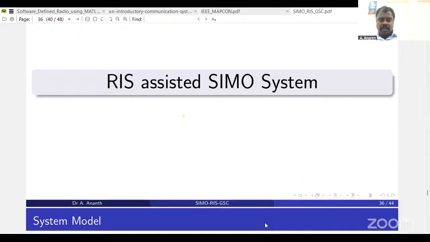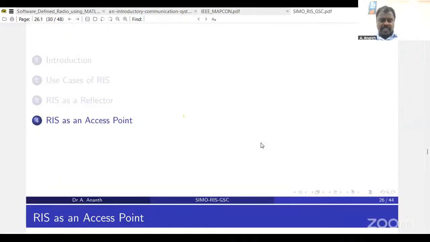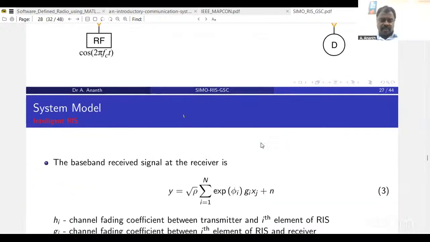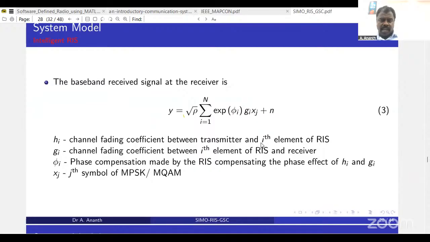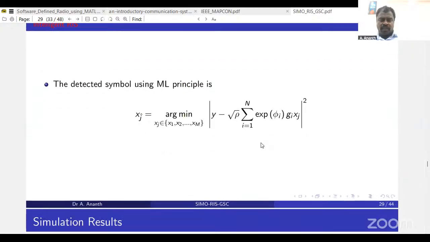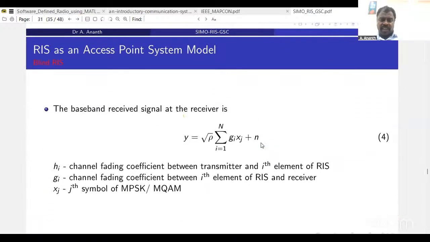Excuse me, sir. Not a question, but a request. Yes, ma'am. Can you show that equation once again for blind RIS as access point? Yes, ma'am. So do you want it for reflector or access point, ma'am? Access point. Okay. So this is intelligent. You have exponential of phi I and g I. There is no HI. Correspondingly, at the detection also, you don't have HI. You have only exponential of phi I and g I. Whereas if it is blind, you don't have exponential of phi I.